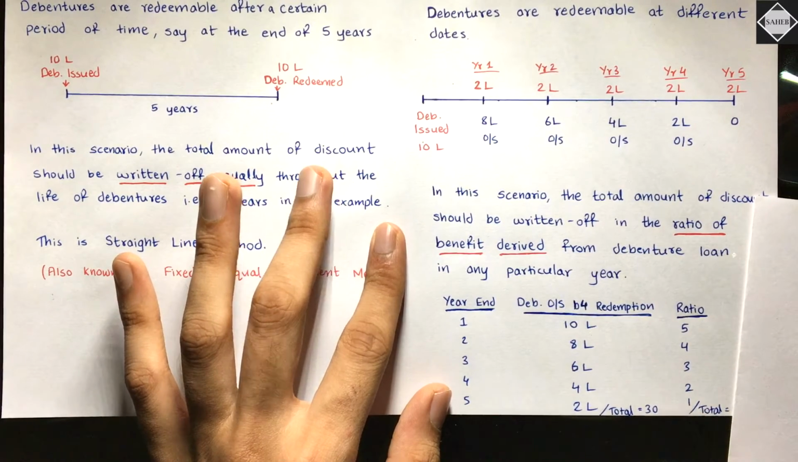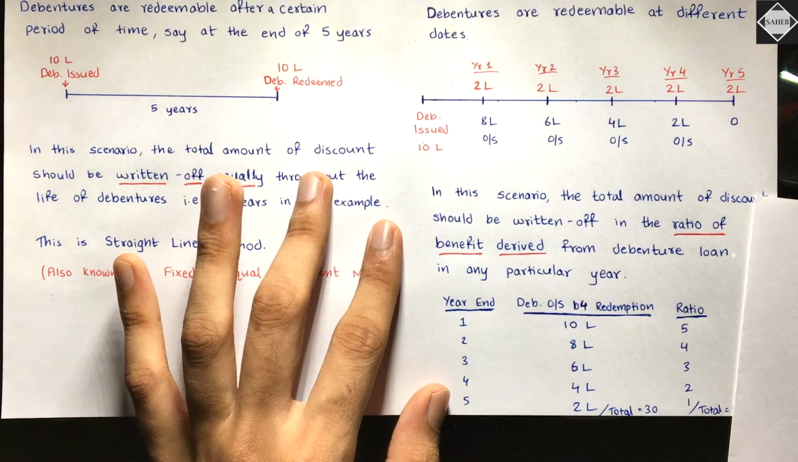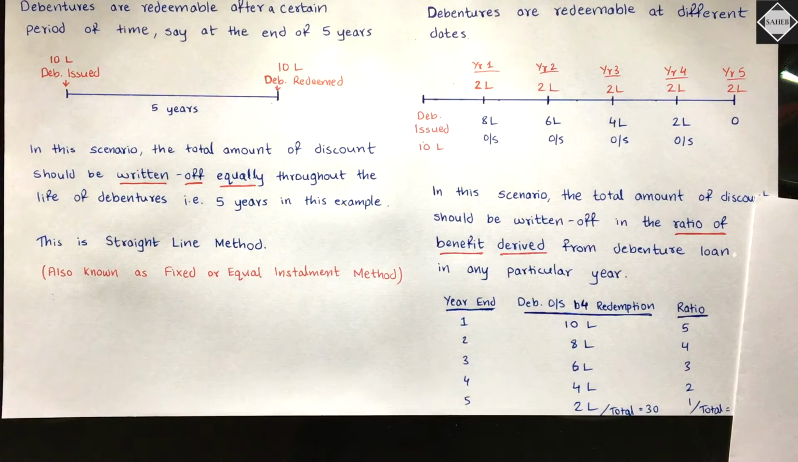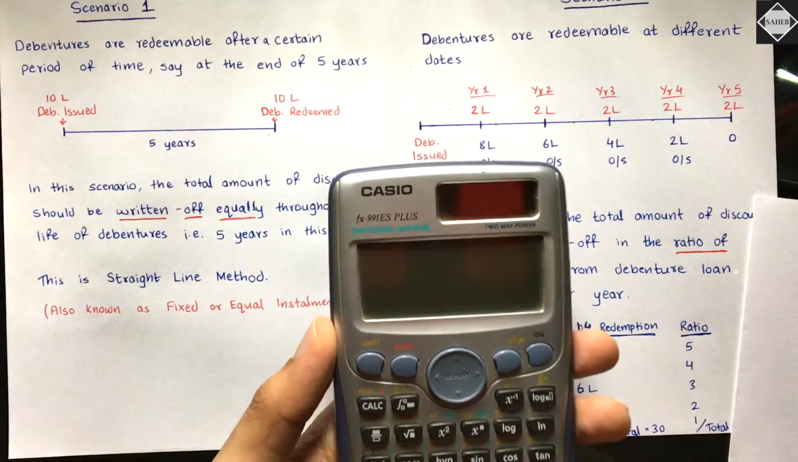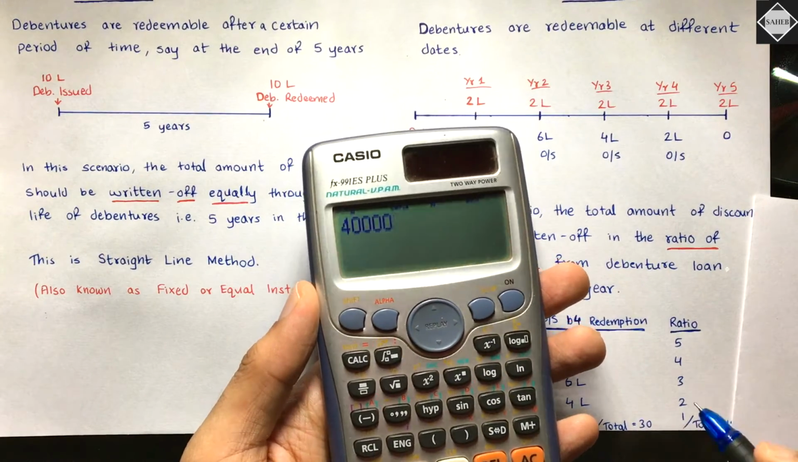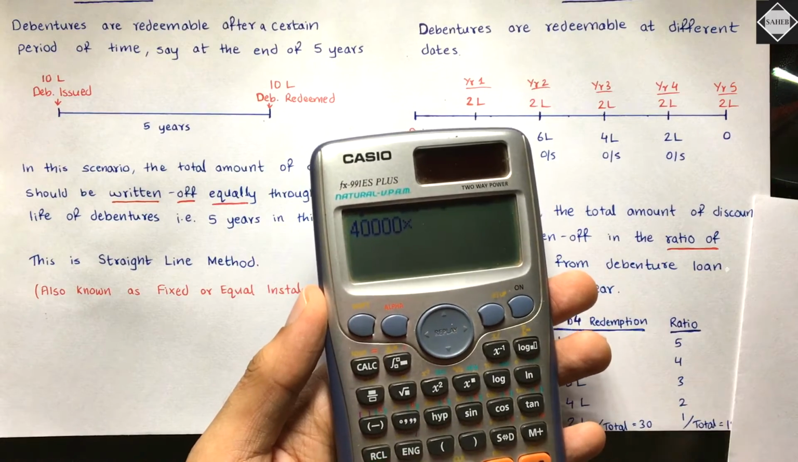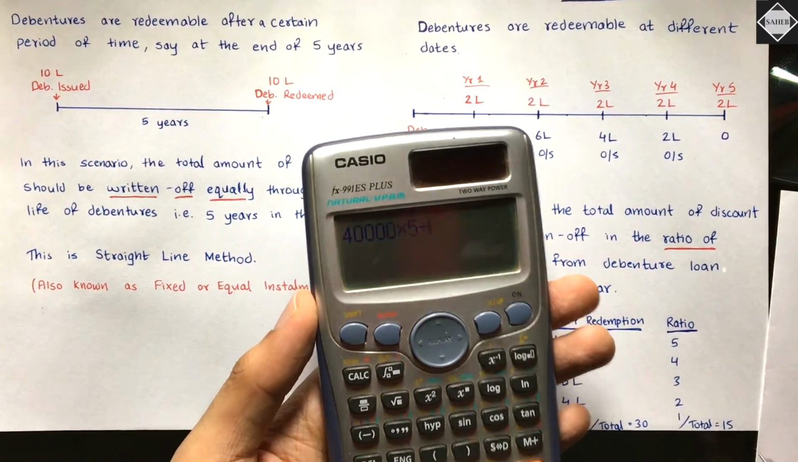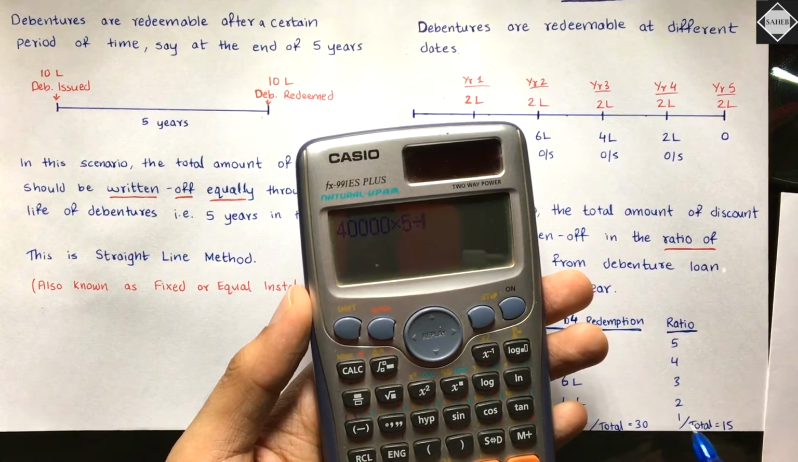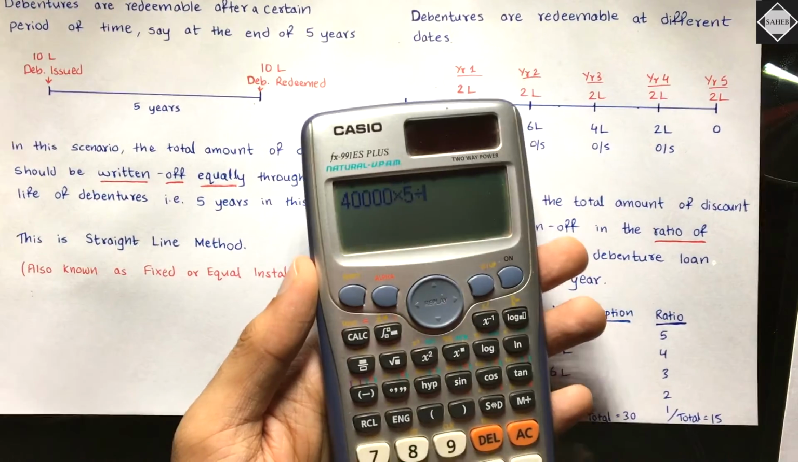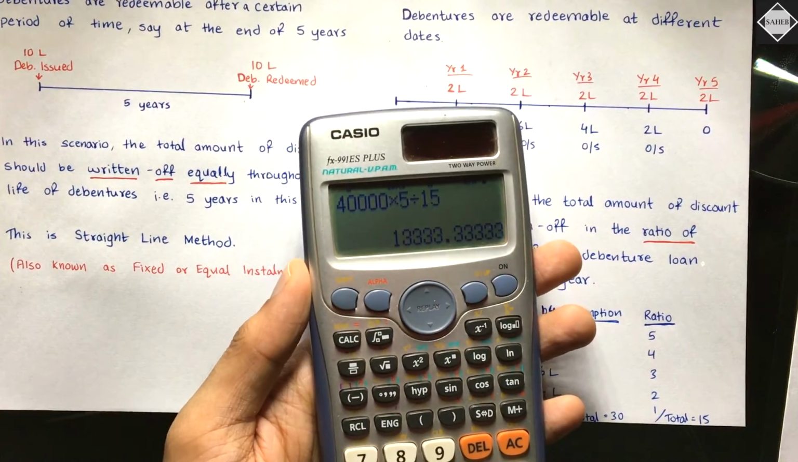So in this ratio now we are going to distribute. What are we going to distribute? We are going to distribute the discount. Let's just say discount is 40,000. This is the ratio in which we have to distribute: 5 divided by the total of that, isn't it? That's what we do, right? 5 plus 4 plus 3 plus 2 plus 1, that's equal to 15. So divide by 15.